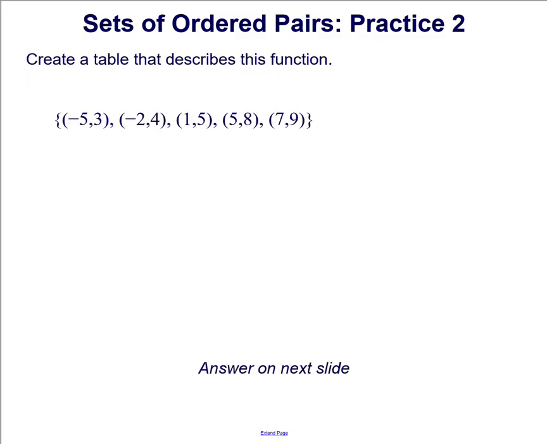Sets of ordered pairs, practice number 2. Here's an opportunity to create a table that describes this function. So we have a set of ordered pairs. We're going to reverse the process. Can you make a table? Pause the video, create your table, and when you're finished, resume watching the video.